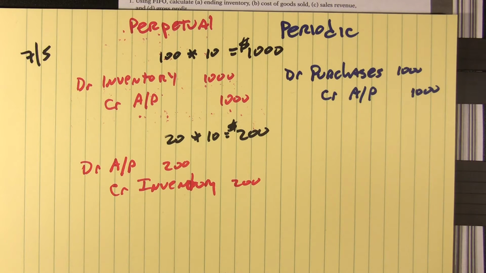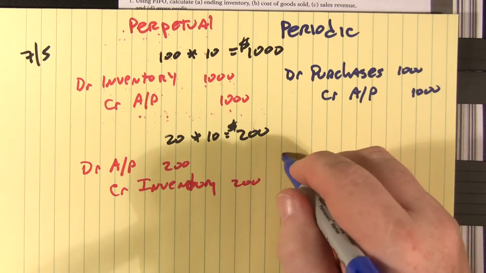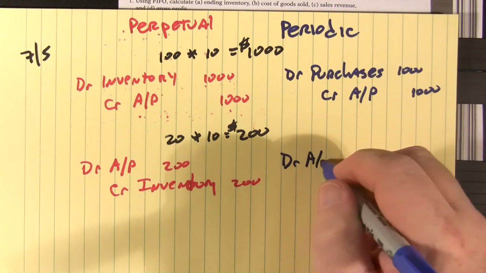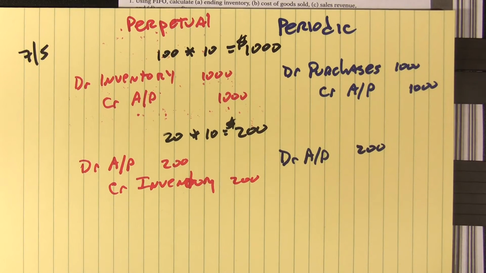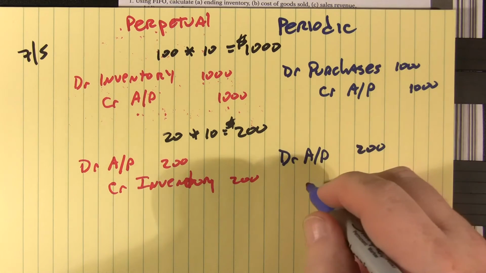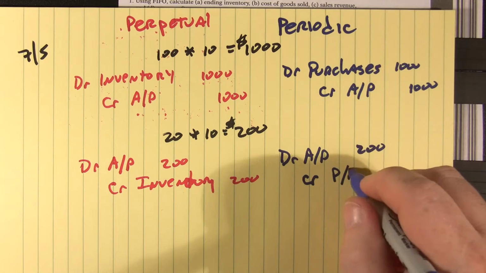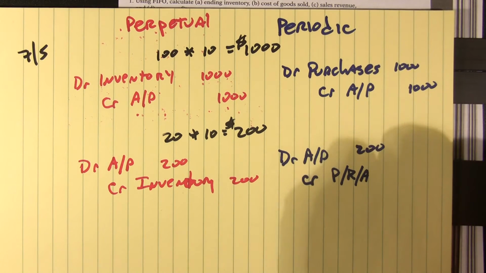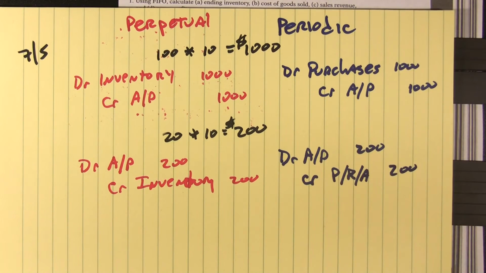Under the periodic method, we still debit accounts payable because we do not owe that $200. That hasn't changed. But we now credit purchase returns and allowances, PRA, for $200.